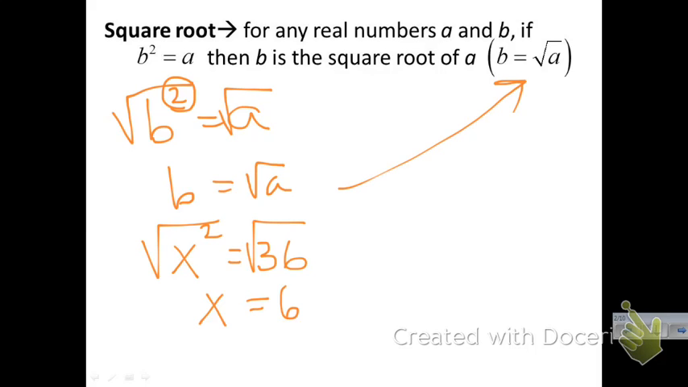Now, today we're going to learn how to take the square root of something that isn't a perfect square. 36 is a perfect square. So, for example, the square root of 52, we would take the square root of that, and then I'm going to show you how to simplify this radical.